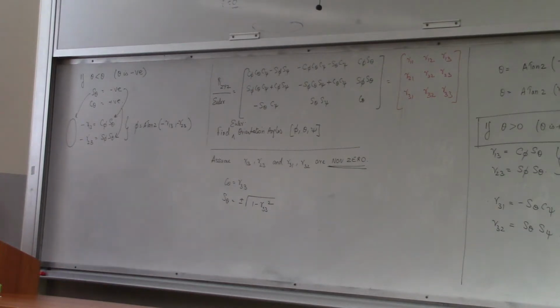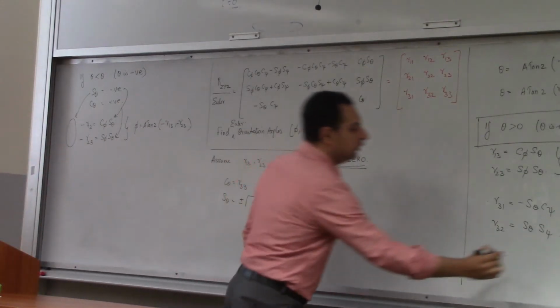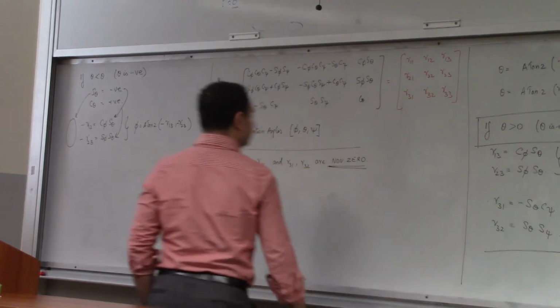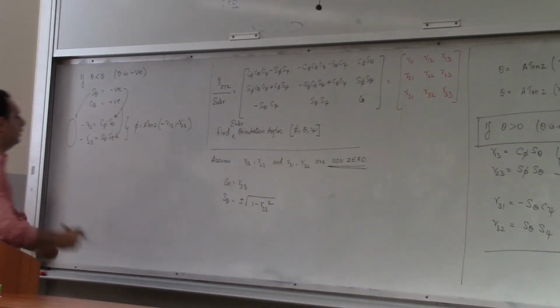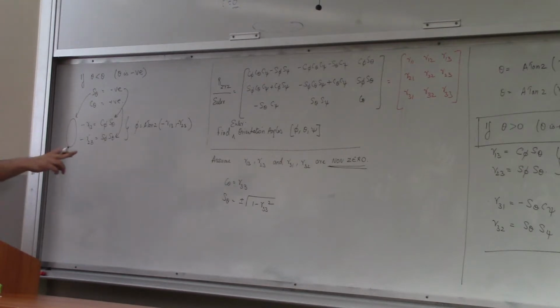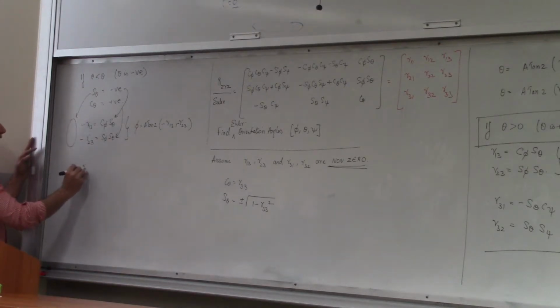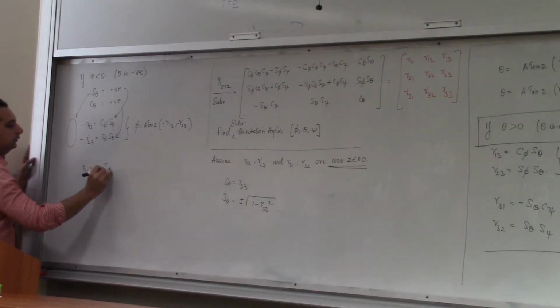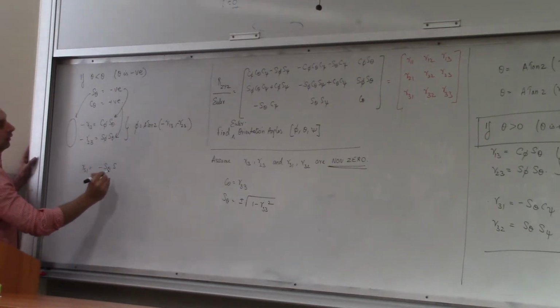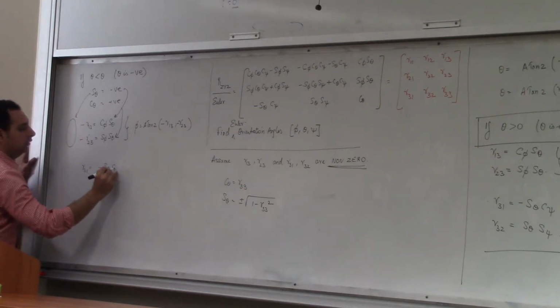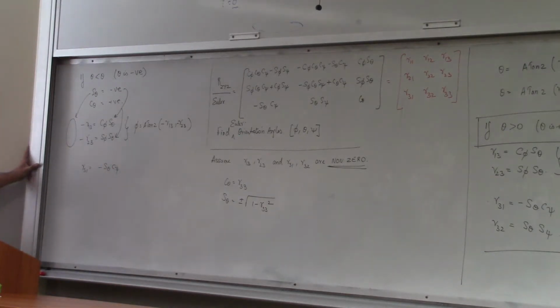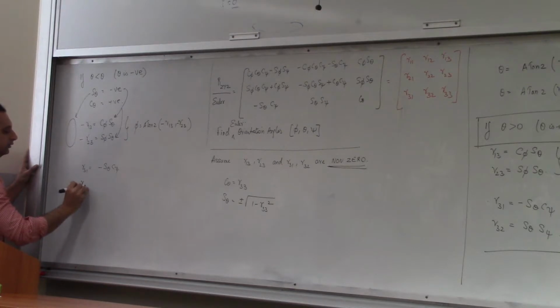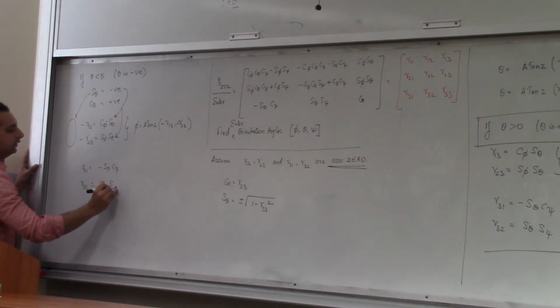Same way, let's take these two. Now previously we wrote it, so R31 will be equal to cos phi and R32 will be equal to sine theta.